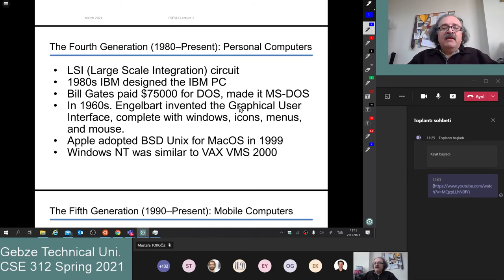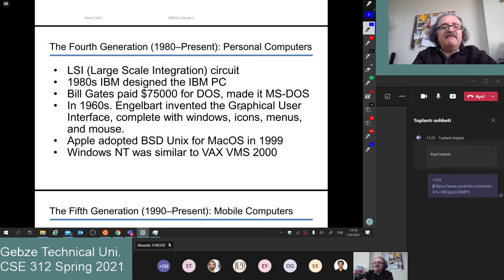After 1980, most of the stuff happened because there were very big developments on the hardware side. Now we have integrated circuits, but it is large scale to very large scale integration. I can put more than 1 million transistors on the same chip now. That means chips are so small, they have many transistors on them, and they are getting cheaper, so I can build $2,000, $3,000 computers. That's when IBM designed the IBM PC in the 1980s.